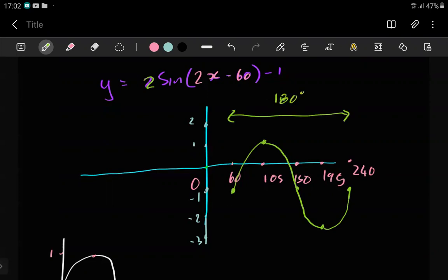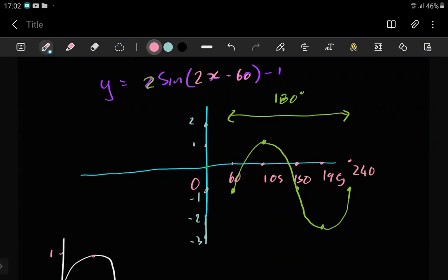And then what you can also see is this graph has an amplitude of 2, and it was definitely moved 1 unit downwards, and it was moved 60 degrees to the right. And this 2 is telling us that you would see 2 graphs in a space of 360, but then if your value of frequency is a 2 here, your period will come out as 180. So this is what you would see in this small image here.